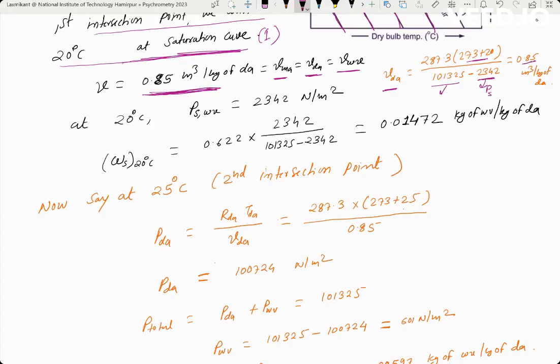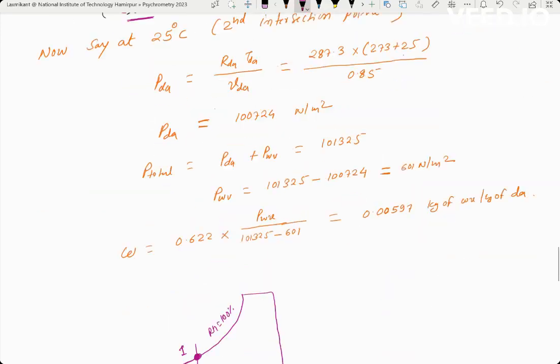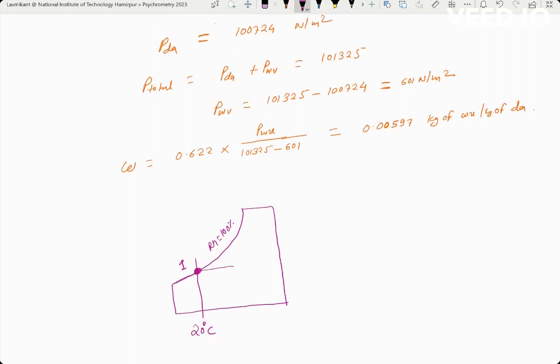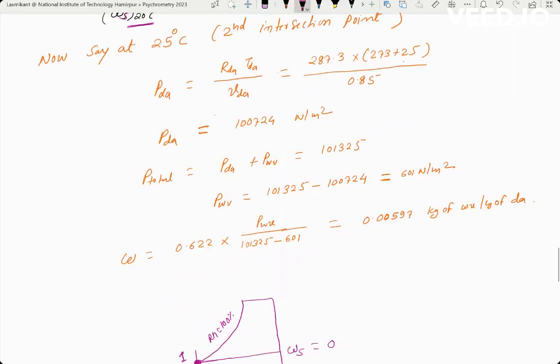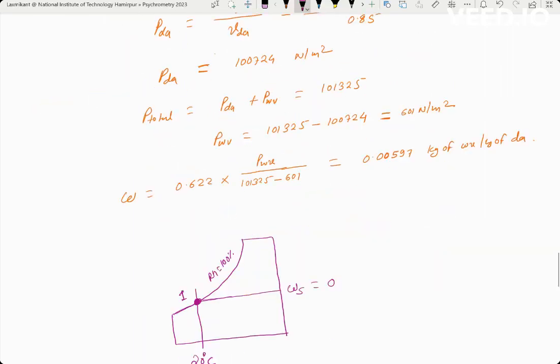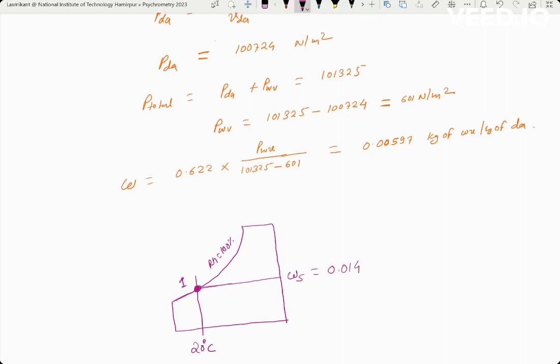Now we are finding the omega at saturation. This is the saturation curve, so basically this is the humidity ratio at the saturation curve. The subscript S indicates the humidity ratio at saturation. At 20 degrees Celsius we apply the same formula, and the saturation pressure is the same. So the humidity ratio is 0.01472 kg of water vapor per kg of dry air.